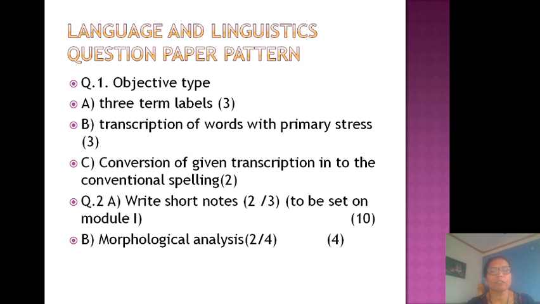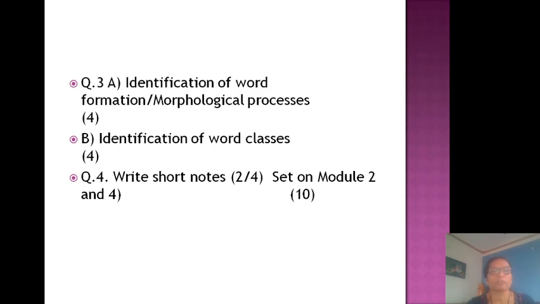Then our second question is write short notes. 3 short notes will be given to you, and you are supposed to write 2, and these short notes will be set on module first. That module first is about language, characteristics of language, and animal and human communication. Our second part, B in the second question, is a morphological analysis. 4 words will be given to you and you are supposed to analyse 2 words. It also carries 4 marks.